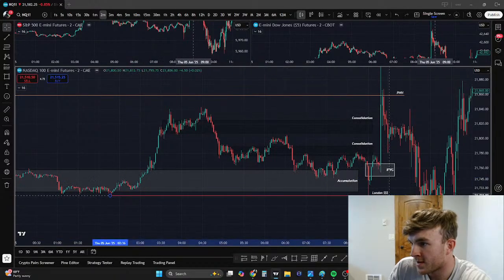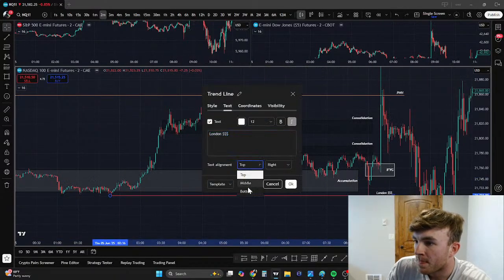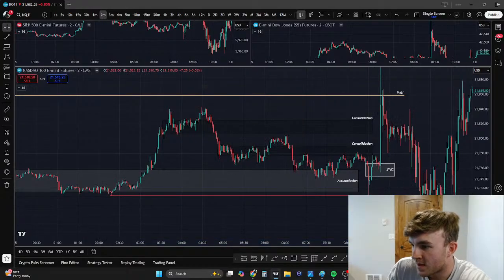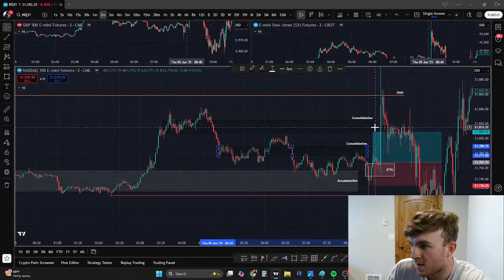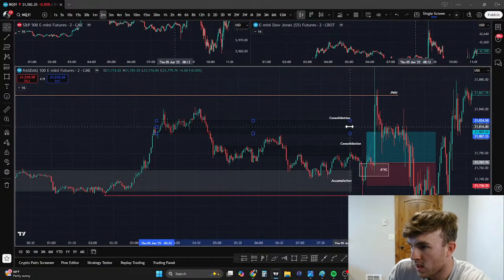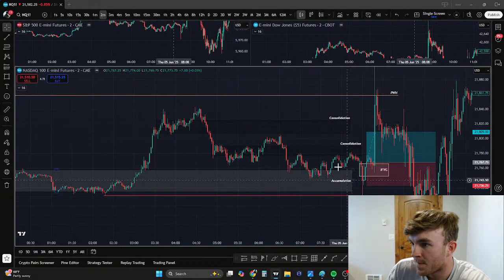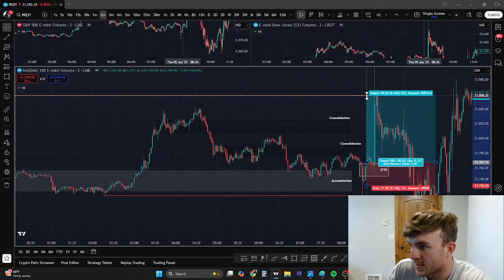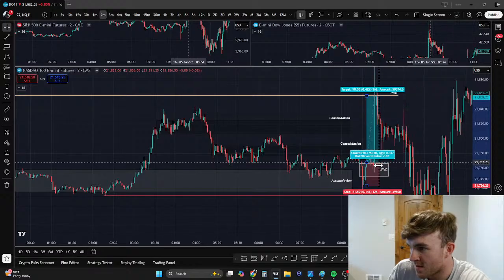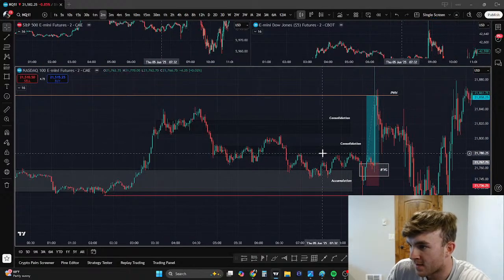So we sweep out London. And so when this inverses, probably just go like this. This could be a really high R trade if you wanted it to be. This depends. But yeah, up to previous week's high, that's 2.87 R. I'd go break even at this high.